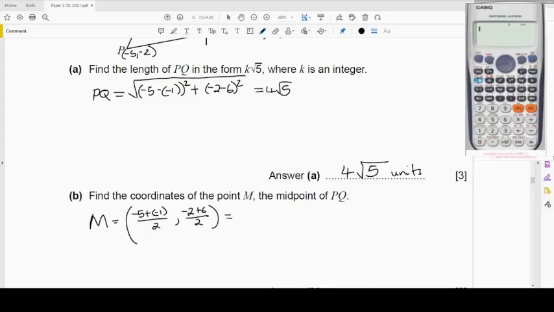For the first one, I have -5 plus -1, divide this by 2. Okay, this is -3. Then you do the same thing for the y coordinate: -2 plus 6, and divide this by 2. This is equal to 2. So our midpoint is (-3, 2). Right.